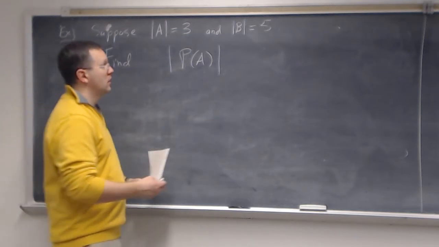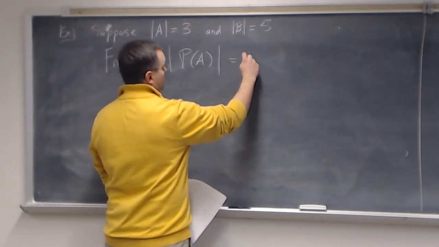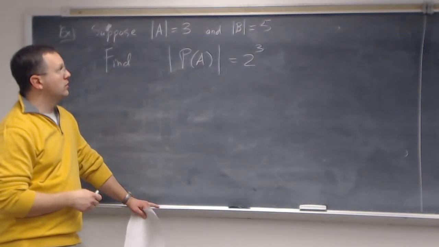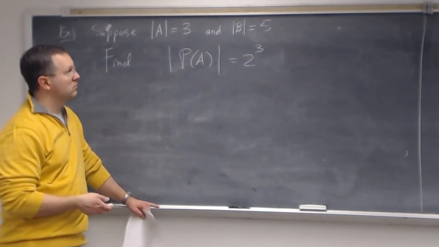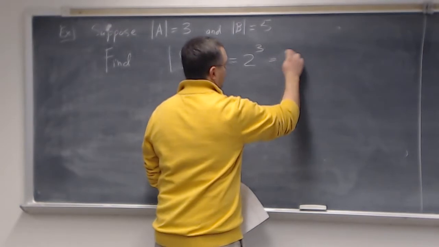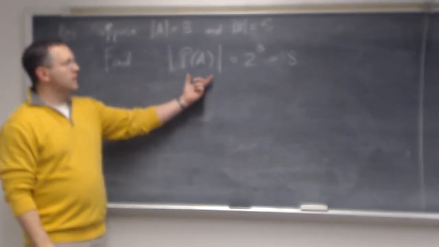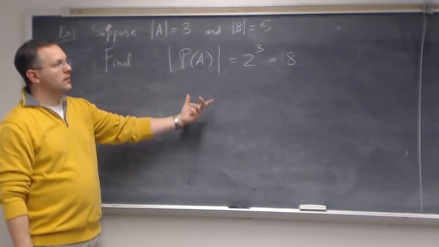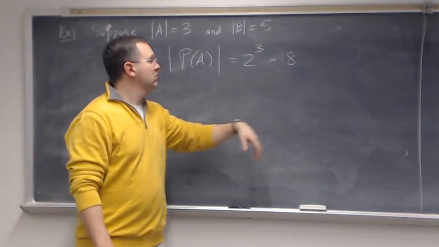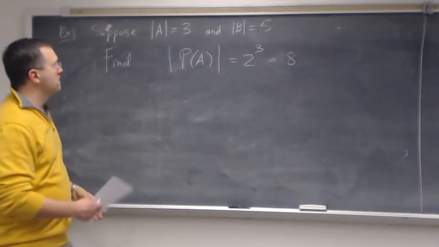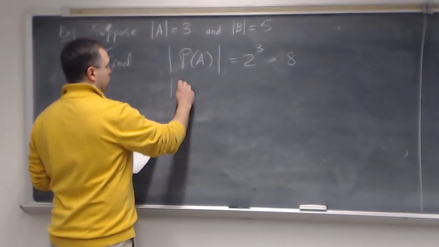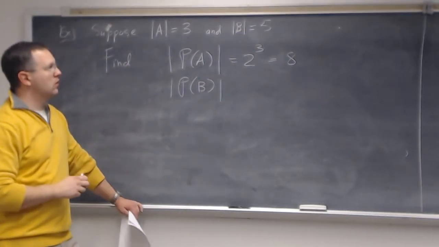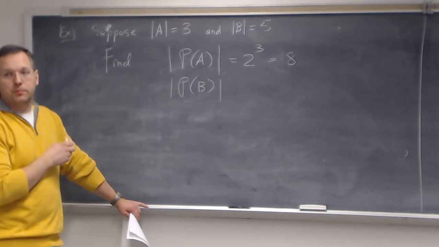8, right? Remember the formula for subsets: it was 2 to the size of A, or 8. You see how I could have said how many subsets this has, or I could have said what's the size of the power set of A. Those mean the same. You get the same answer. How about, what's the size of the power set of B?